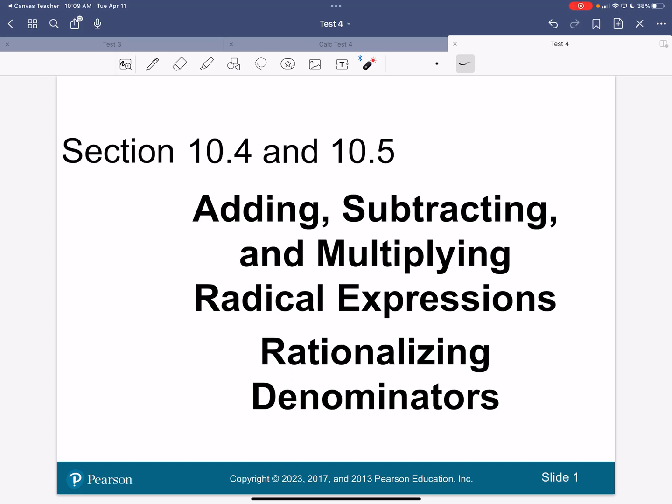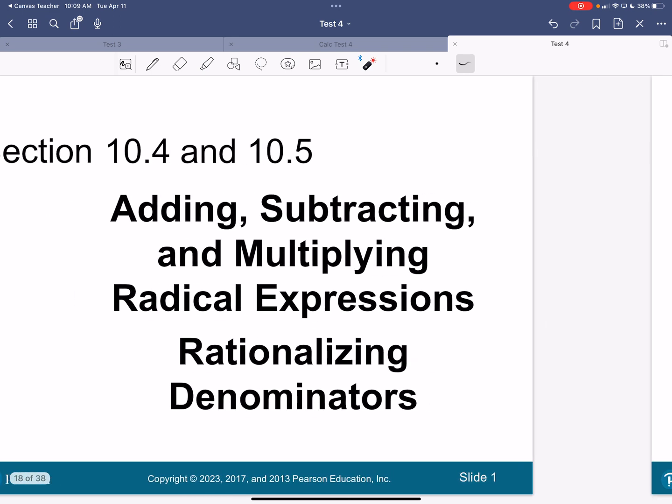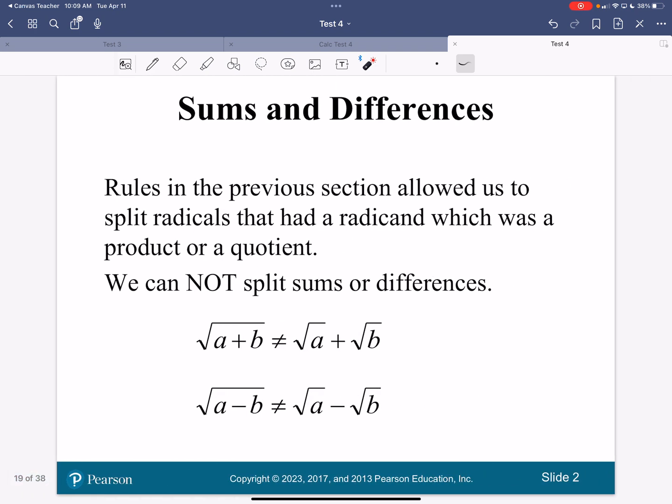We're starting adding, subtracting, and multiplying radical expressions. The most famous radical is the square root. Now, we can also have cube roots or fourth roots, but most of the time we're dealing with square roots. Then we're also going to rationalize denominators. So, some rules when we are talking about adding, subtracting, and multiplying.